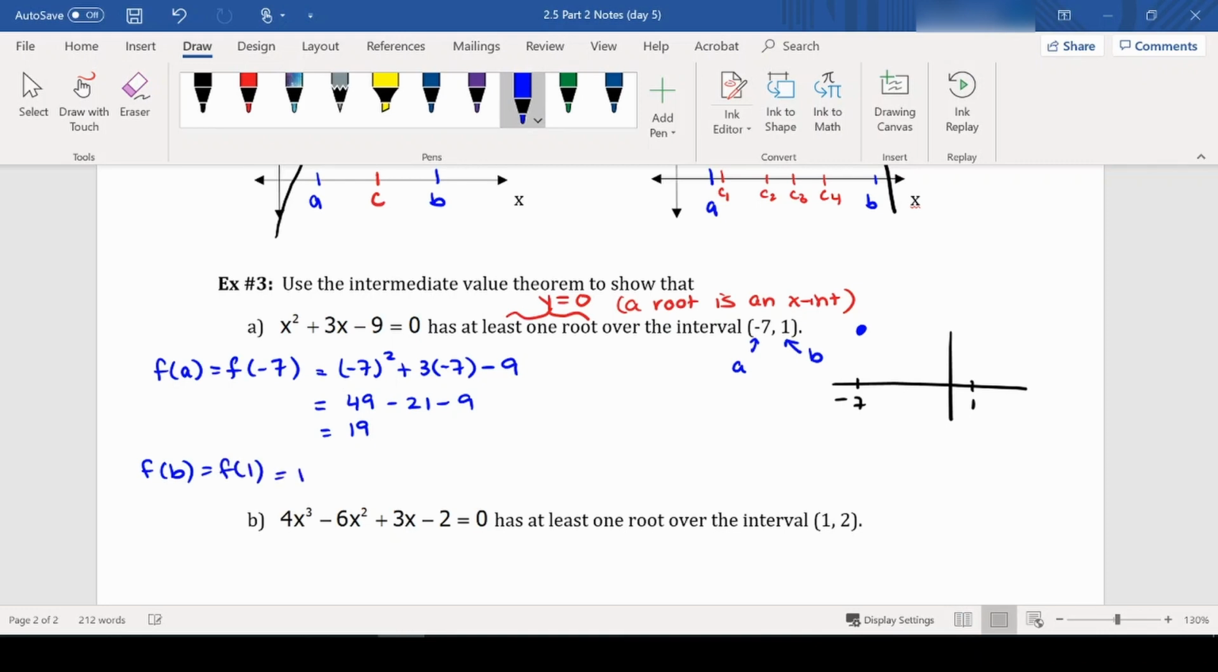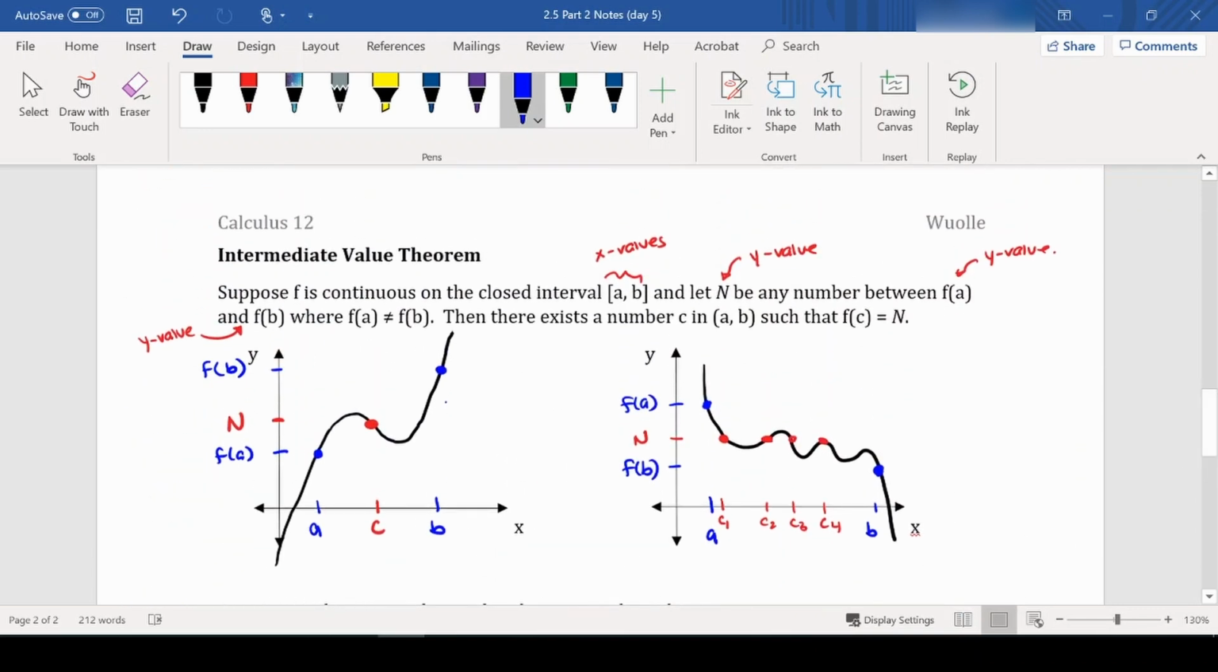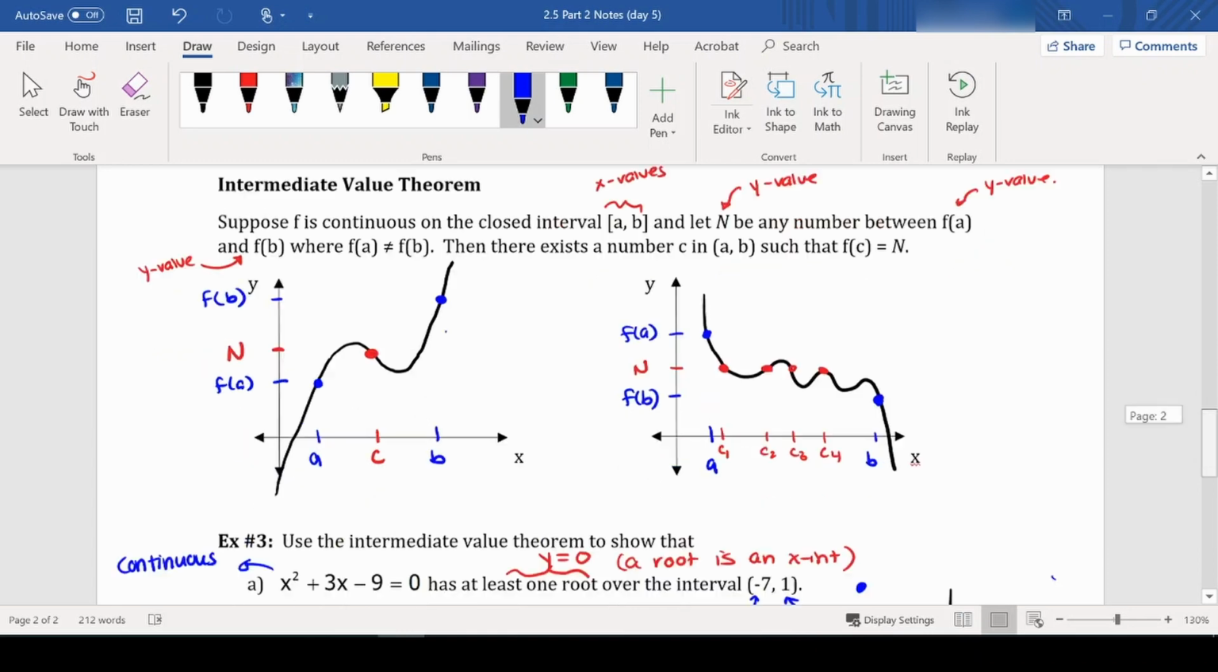Okay, which would give me 1 squared plus 3 times 1 minus 9, or 1 plus 3 gives me 4, minus 9 gives me -5. Okay, so that means this is ending somewhere down here. So we also know that since this is a quadratic, this is a polynomial, therefore continuous. According to our theorem, we have to be continuous on our interval. We've got that. And what we're saying is that f of a can't equal f of b.